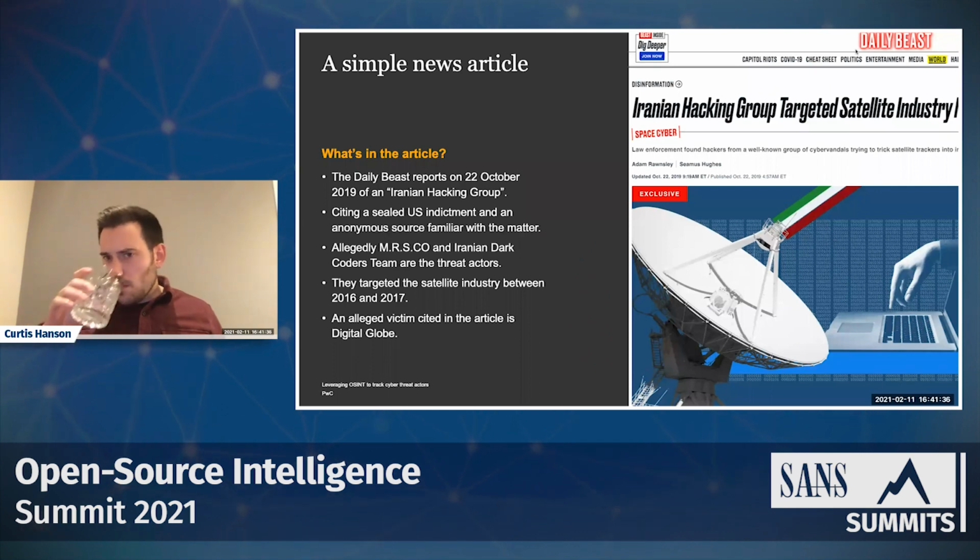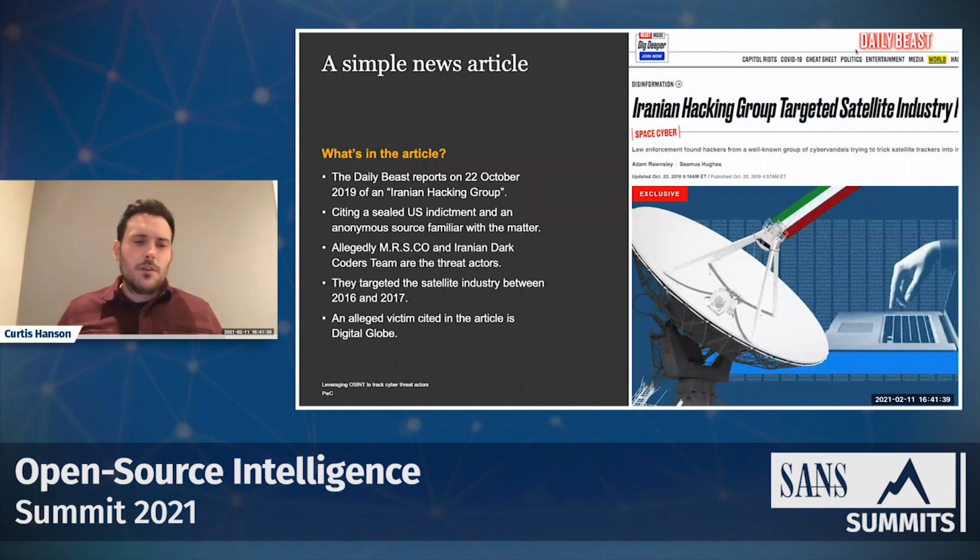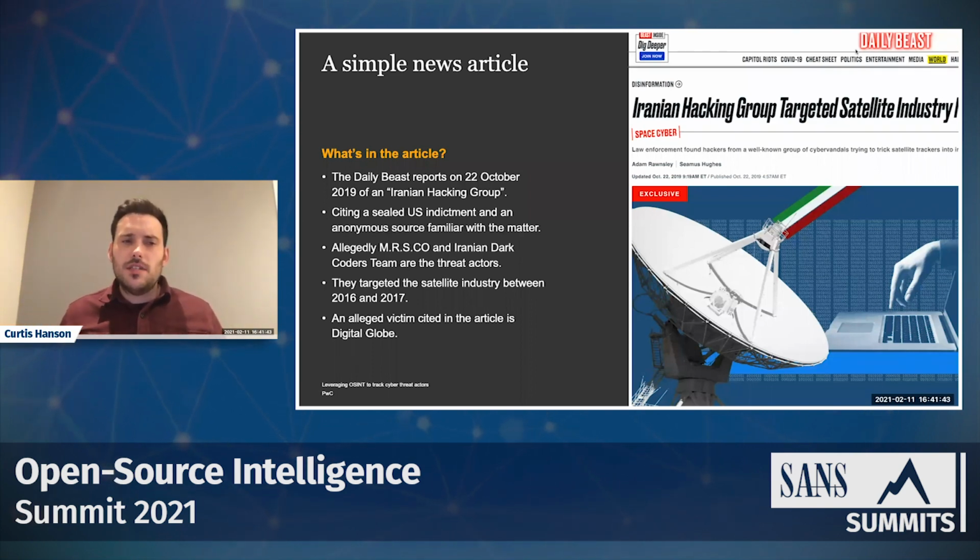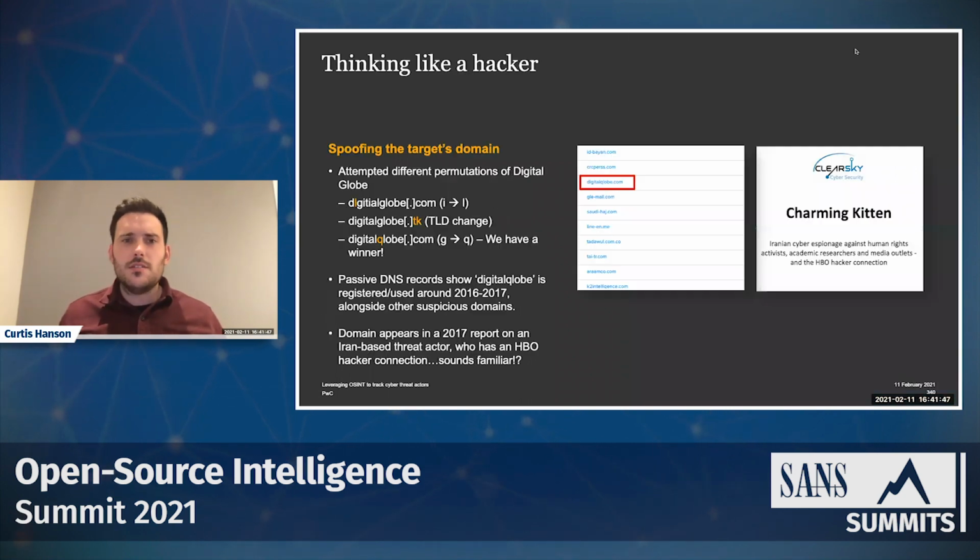So I immediately think, it's actually quite a lot of information here. Maybe I can actually validate this anonymous source based on this information. So I set out to do that, set out to see what else I can find.